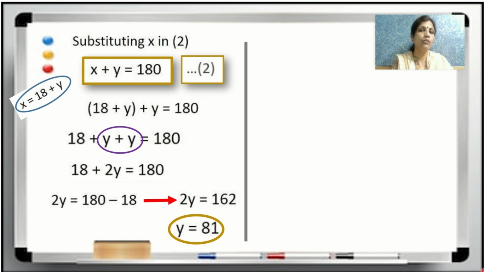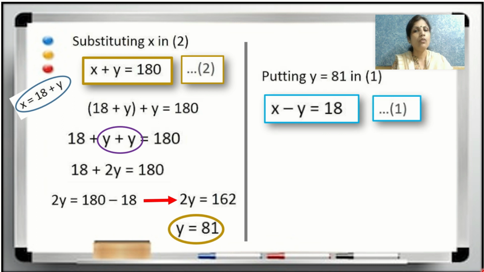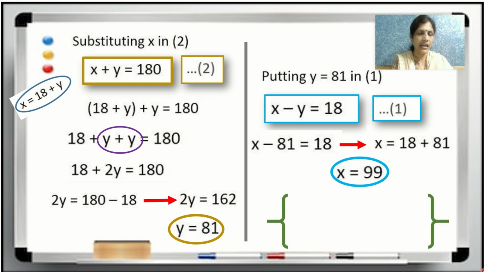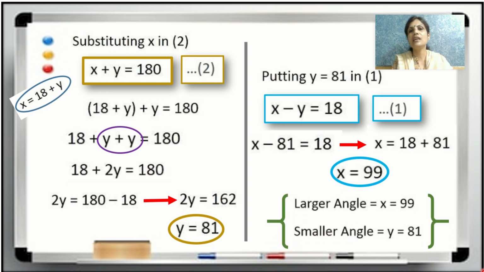Now you have to find the value of x. That is very easy. We'll put this value of y in equation 1. Equation 1 is x minus y is equal to 18. So we'll write it like x minus 81 is equal to 18. So x is equal to 18 plus 81, and so x is equal to 99, the greater of the supplementary angles. So our answer is: the larger angle is 99 and the smaller angle is 81. Clear? Okay. So moving to the next sum.